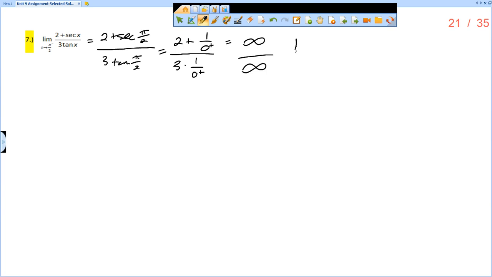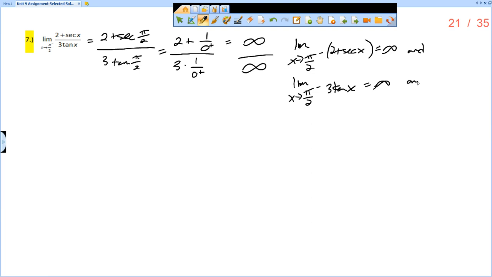So what we want to say is the limit as x approaches pi over 2 from the left of 2 plus secant x equals infinity, and the limit as x approaches pi over 2 from the left of 3 tangent x equals infinity, and 2 plus secant x and 3 tangent x are continuous and differentiable.